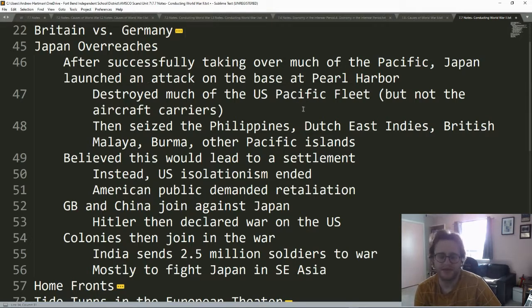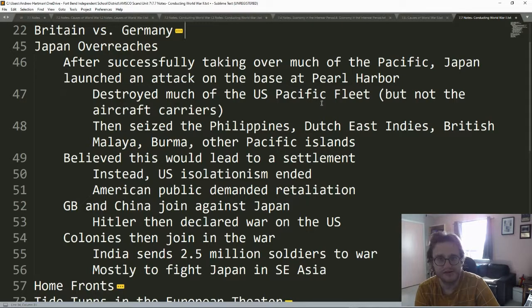After successfully taking over many Pacific islands for their own purposes in terms of supply and protection, and especially because they were planning this, right? They were planning Pearl Harbor, so they wanted to take over all the islands so that it would make it a lot harder for the Americans to take islands to go attack Japan. They attacked Pearl Harbor. They attempted to destroy all of the U.S. Pacific Fleet, and they did get quite a bit of it, but they missed the key components, the aircraft carriers.